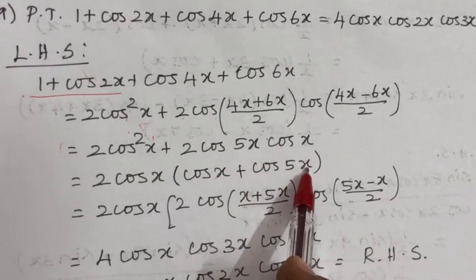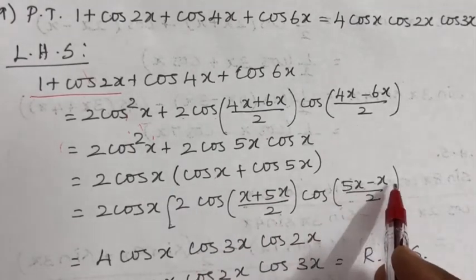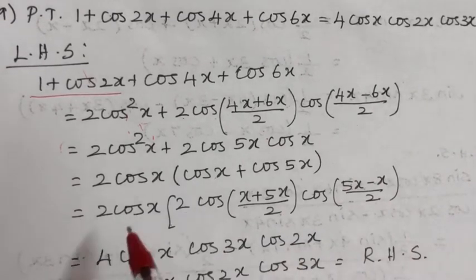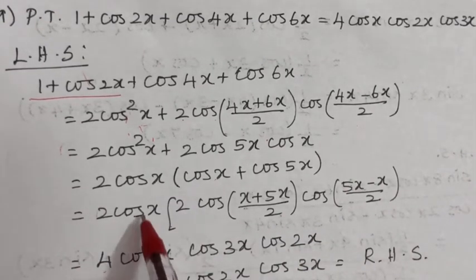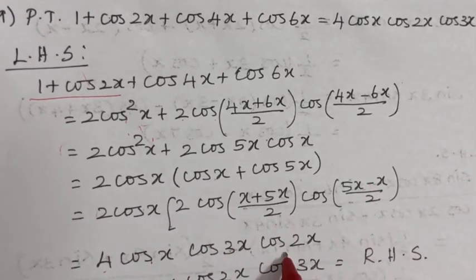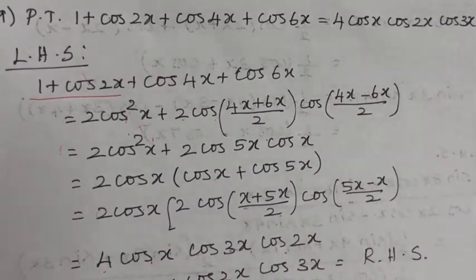So x plus 5x is 6x. 6x divided by 2 means it is cos 3x. Similarly, 5x minus x by 2, that is 4x, 4 by 2 is 2x. So 2 into 2, it is 4 cos x, here cos 3x and here cos 2x. That's what we have to prove on our right hand side. So I am rearranging: 4 cos x, cos 2x and cos 3x. That is our right hand side.